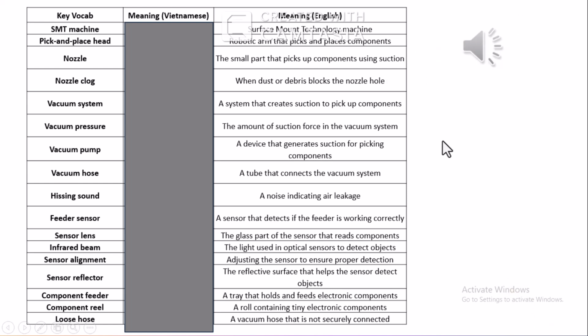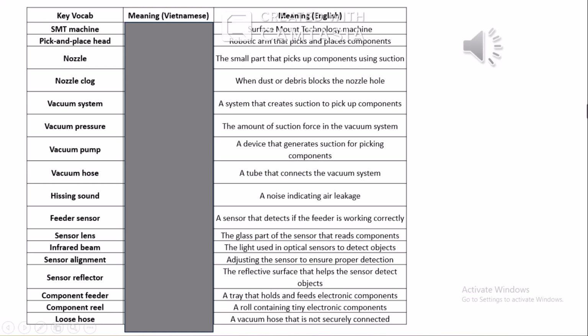SMT machine. Pick and place head. Nozzle. Nozzle clog. Vacuum system. Vacuum pressure. Vacuum pump. Vacuum hose. Hissing sound. Feeder sensor. Sensor lens. Infrared beam. Sensor alignment. Sensor reflector. Component feeder. Component reel. Loose hose.